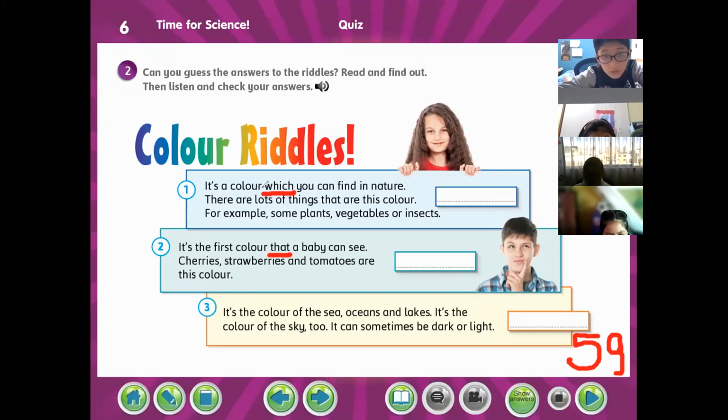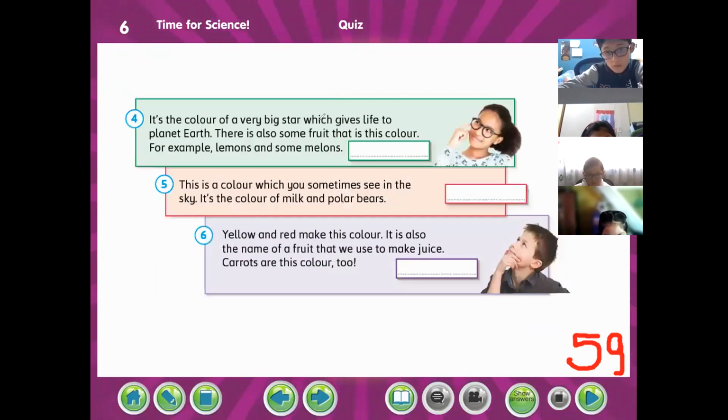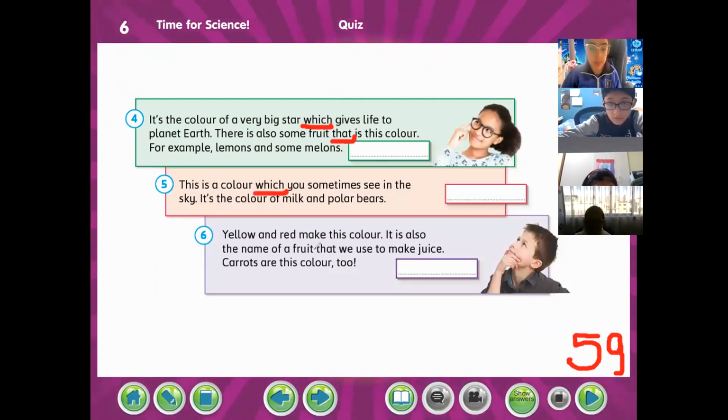We are going to use these words when you create your riddle. It's a color which, you can find, is the first color that you see, the same in these riddles. We use which, that, which, that, you see? Teacher. Yes, Eduardo.